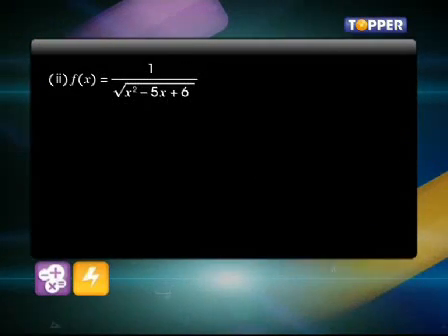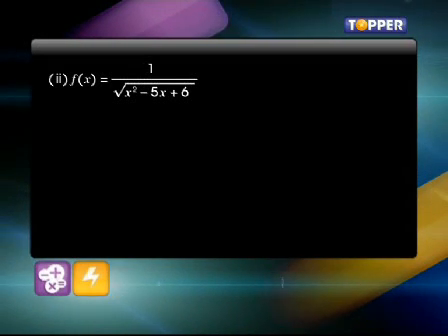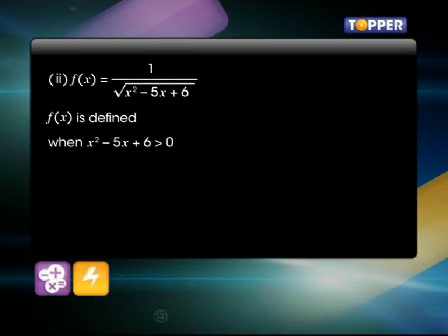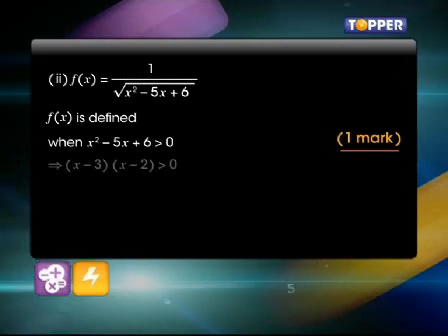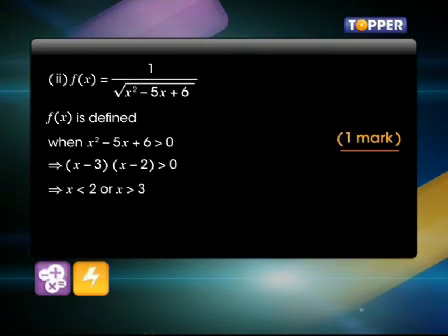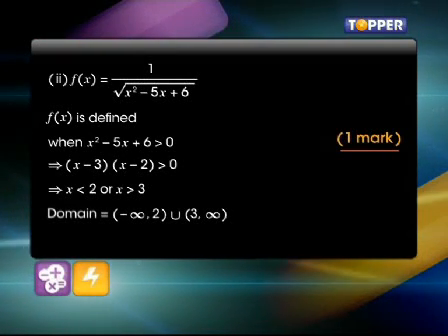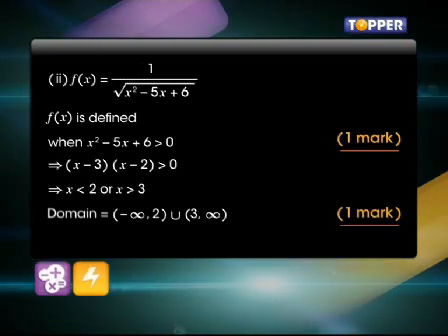In the second part of the question we have f of x is equal to 1 over the square root of x squared minus 5x plus 6. For f of x to be defined, x squared minus 5x plus 6 should be greater than 0. You get one mark for this, which means x minus 3 times x minus 2 greater than 0, which means x less than 2 or x greater than 3. Therefore, the domain of f as a set is equal to the open interval minus infinity to 2 union 3 to infinity. You get one mark for this. So that's the way to score in such a question.